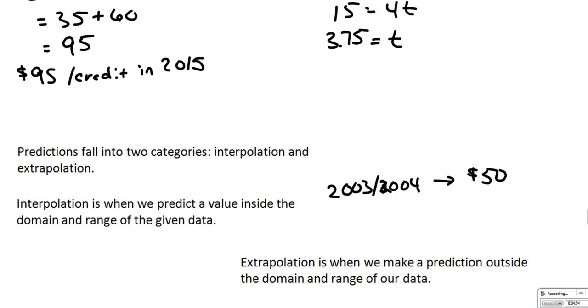Extrapolation is when we make a prediction outside the domain and range of our data. So when we tried to make a prediction for the year 2015 and came up with tuition being a mere $95 per credit, as you know, tuition's already quite a bit higher than that, we didn't get a good prediction. So data like this, it's modeling approximately what's happening, but you have to be careful when you're extrapolating beyond the data, making predictions outside the domain and range of our data, because the situation may change, and the trend that we observe for the original data may not hold in the future.